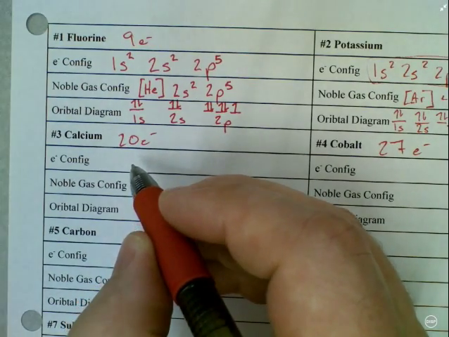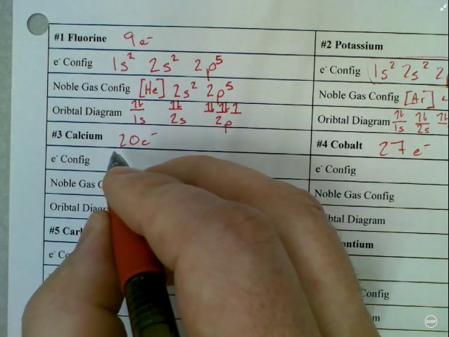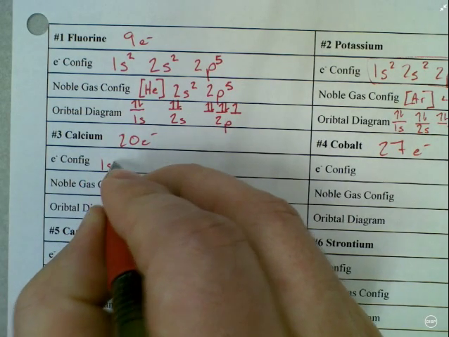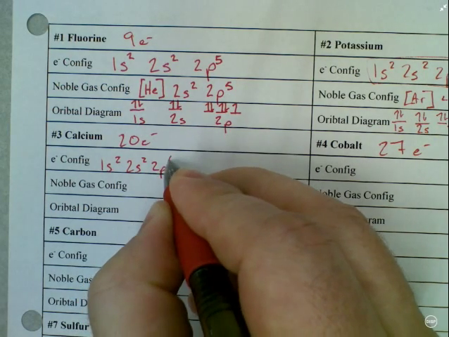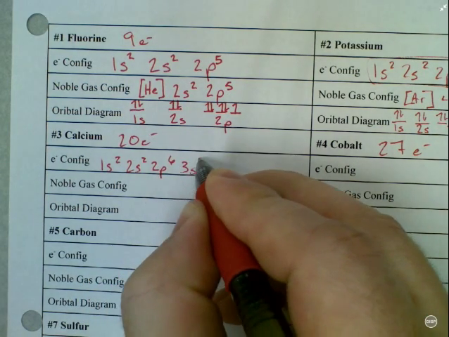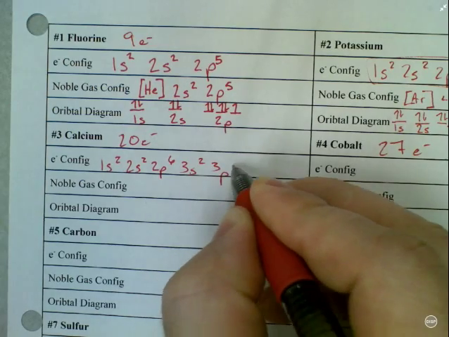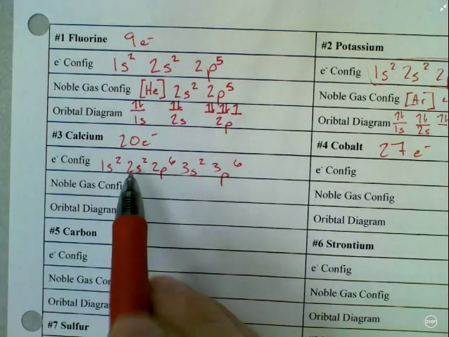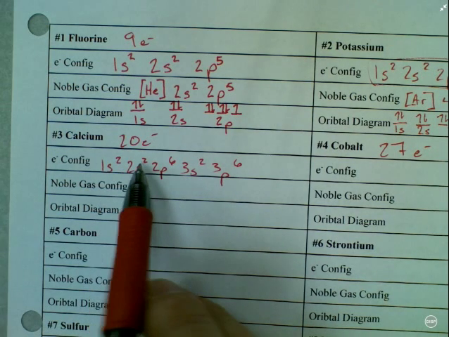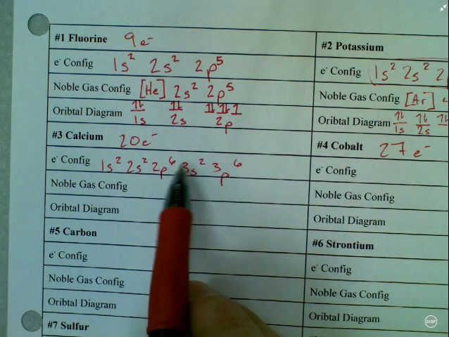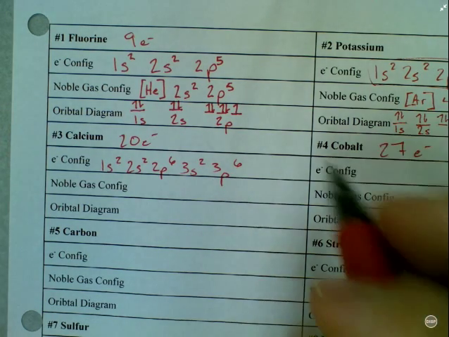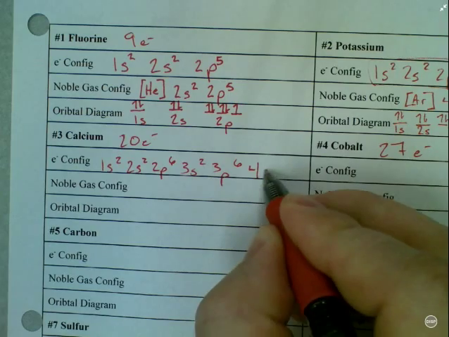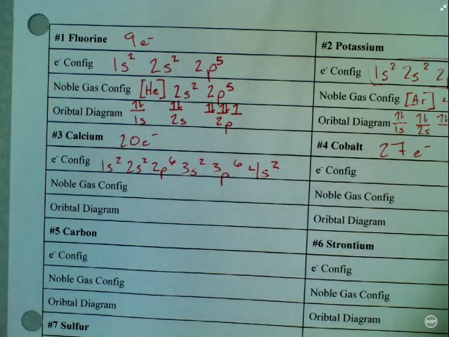So calcium, 20 electrons. Let's go. 1s2, 2s2, 2p6, 3s2, 3p6. Now let's see how many electrons I have so far. 2, 4, 6 is 10, that's 12, that's 18. I need to account for 2 more. So after the 3p, I'm going to go to the 4s2. Now I have 20 electrons accounted for.